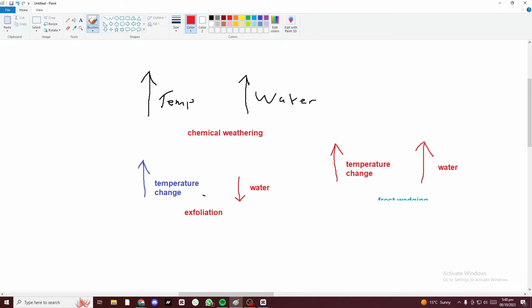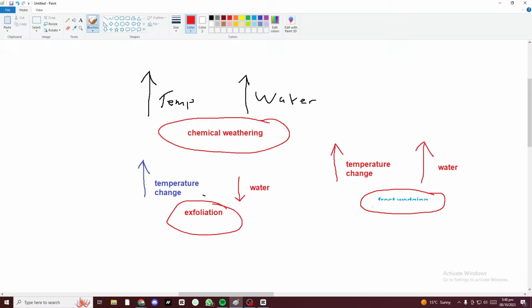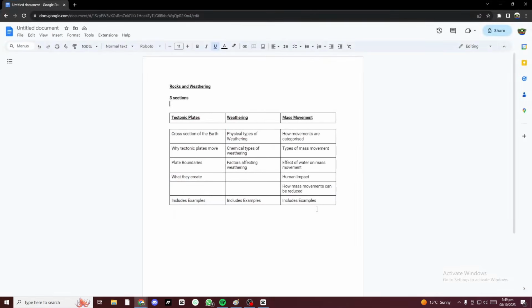Okay, so when there's a high temperature change and a lot of water in an area, we will experience frost wedging or freeze thaw. When there is a lot of temperature change and not a lot of water, we will experience exfoliation. And then when there's a high temperature and a lot of water, you will experience chemical weathering. Okay, so those are the main factors you need to know for the factors influencing weathering. Okay, and now this brings us to mass movements. Oh yeah, and then examples.